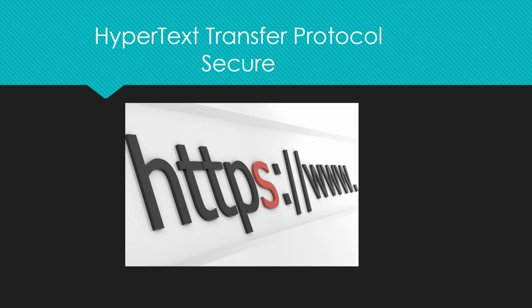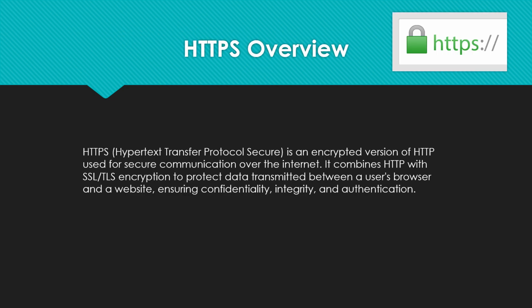Now that we're done with AppArmor, let's get on to HTTPS, also known as Hypertext Transfer Protocol Secure. Let's go over the HTTPS overview. HTTPS is an encrypted version of HTTP used for secure communication over the Internet. It combines HTTP with SSL and TLS encryption to protect data transmitted between a user's browser and a website, ensuring confidentiality, integrity, and authentication.